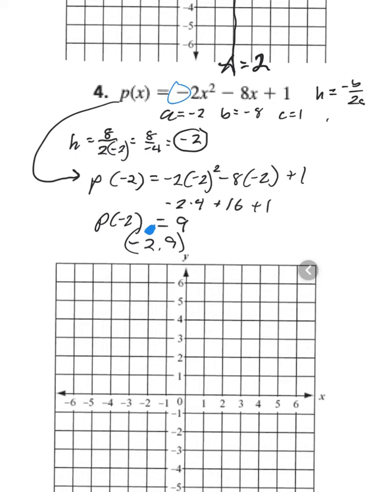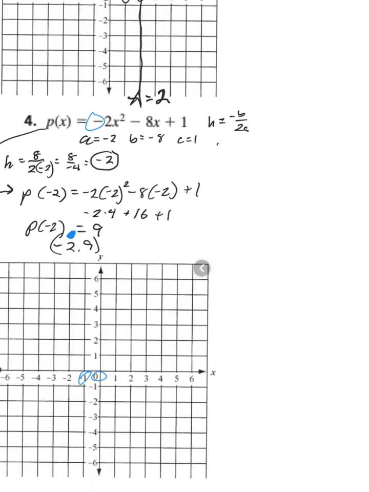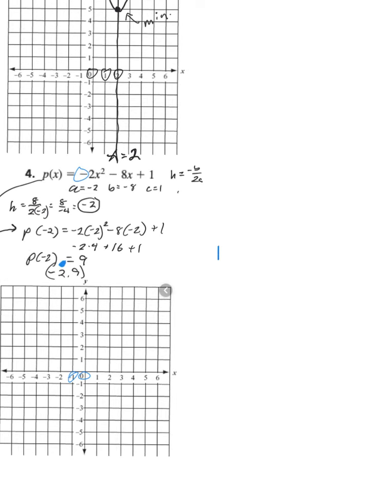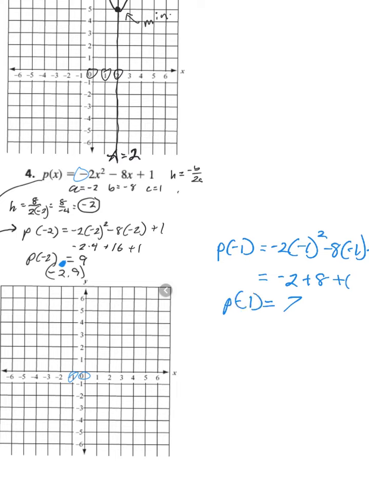So I need 2 points to the left. I'm already at -2, so I'm going to go -1 and I'm going to go 0. Plugging in -1, I get P of -1 equals negative 2 times negative 1 squared minus 8 times negative 1 plus 1. Negative 1 squared is 1, so this comes down to negative 2 plus 8 plus 1. And so I'm at 7. So P of negative 1 is equal to 7. That's 1 point.